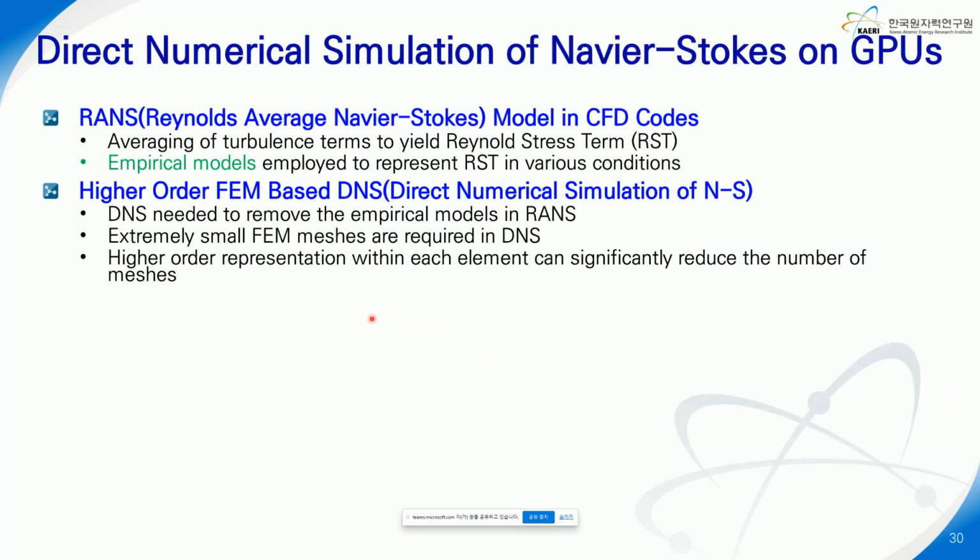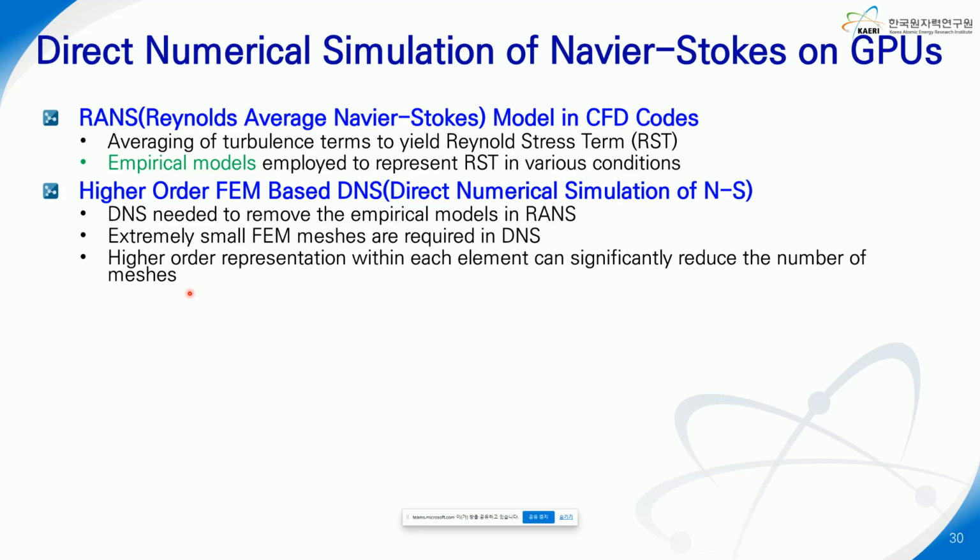Now let me move to the topic of direct numerical simulation for the solution of Navier-Stokes equation on GPUs. In most CFD codes, the RANS, namely Reynolds average Navier-Stokes model is used. RANS involves averaging of the Reynolds stress term and empirical models are employed to properly represent the stress term in various conditions.